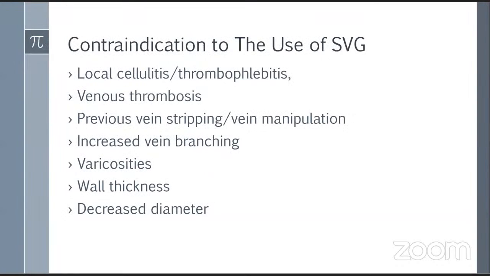Contraindications for the use of saphenous vein graft are local cellulitis or thrombophlebitis, venous thrombosis, previous vein stripping or vein manipulation, increased vein branching, varicosities, wall thickness, and decreased diameter.